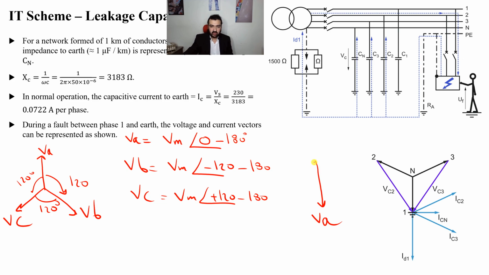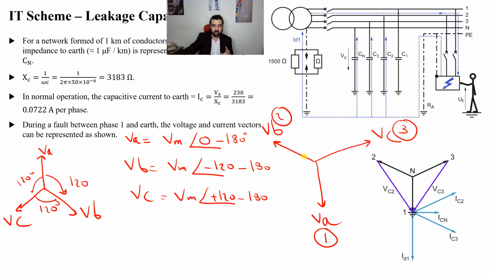And VB becomes like this. And VC becomes like this, which is 1, 2, and 3. Now, in some technical guides, they do this in order to refer or point at the one which has a fault. So here we have VA or phase 1 has a fault, and we are anchoring it like this, meaning that the ground became VA. As you can see, 1, 2, 3, A, B, C, and pointing at the ground.